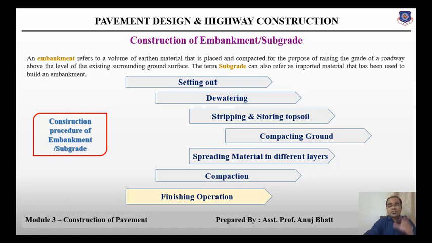So this is the actual construction procedure to construct a subgrade or an embankment thoroughly, with a particular thickness that is usually 75 mm to 150 mm. It might be asked in an MCQ what the usual thickness of the subgrade or the embankment is; that varies from 75 mm to 150 mm.